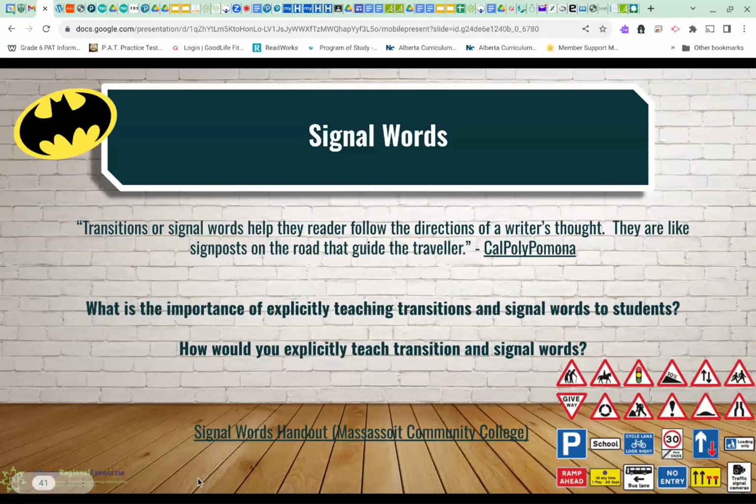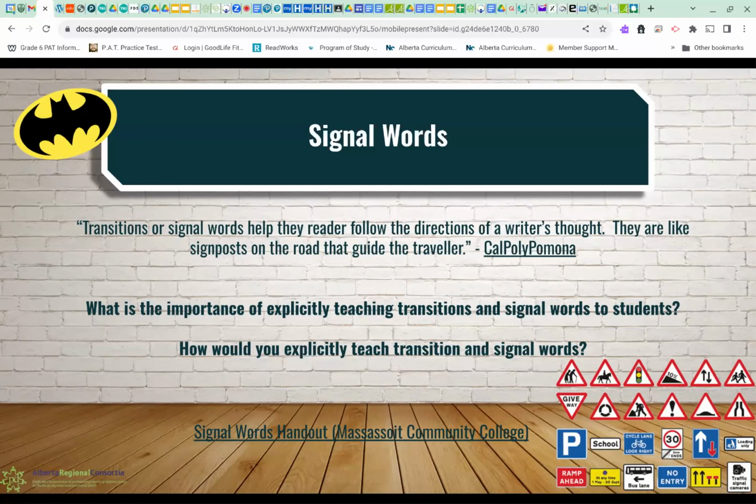And thinking about those signal words, some of those are highlighted in that previous document. There's another document here, a handout of different signal words. Students need to become familiar with those transition and signal words so that they can follow the writer's thought. And also when they're writing, that they can use those signal words in their writing.